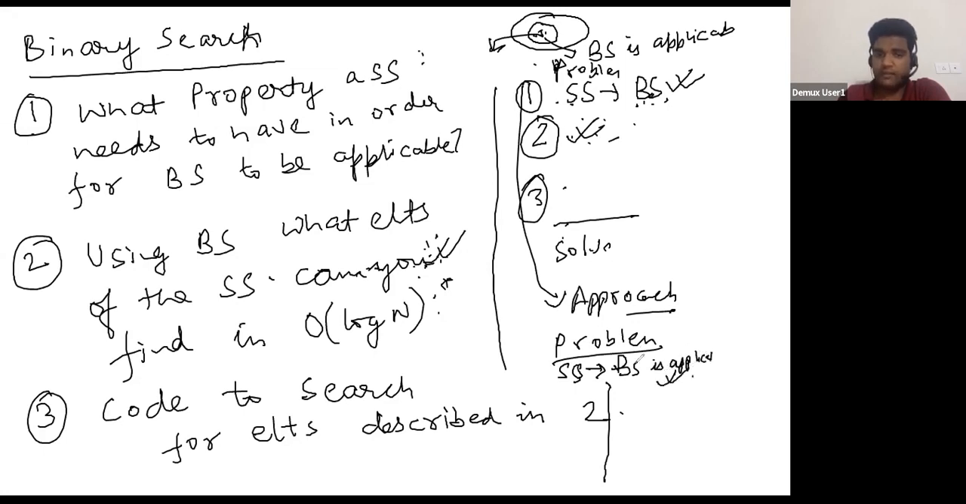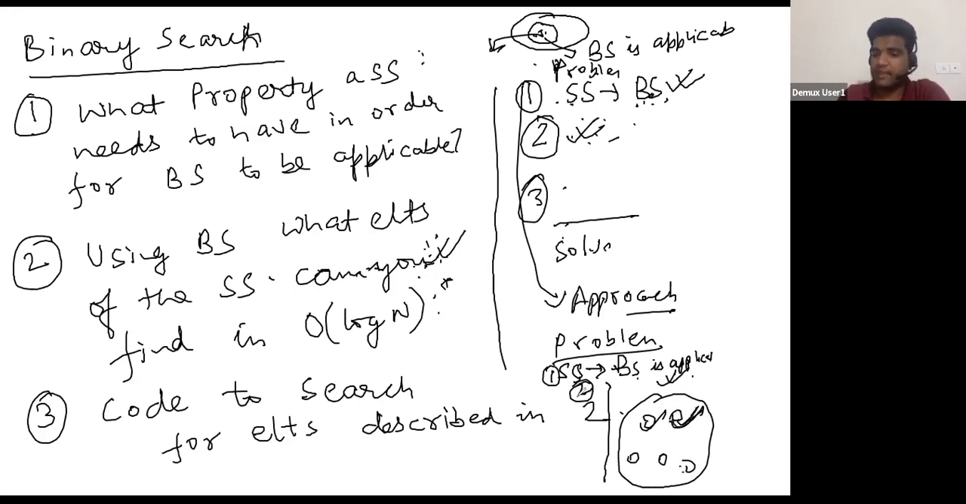That's what you have done. Now, after that, you know that binary search is applicable on the search space. Even then, out of all the elements of the search space, there are only certain elements you can search in log n time. You cannot search for any element.